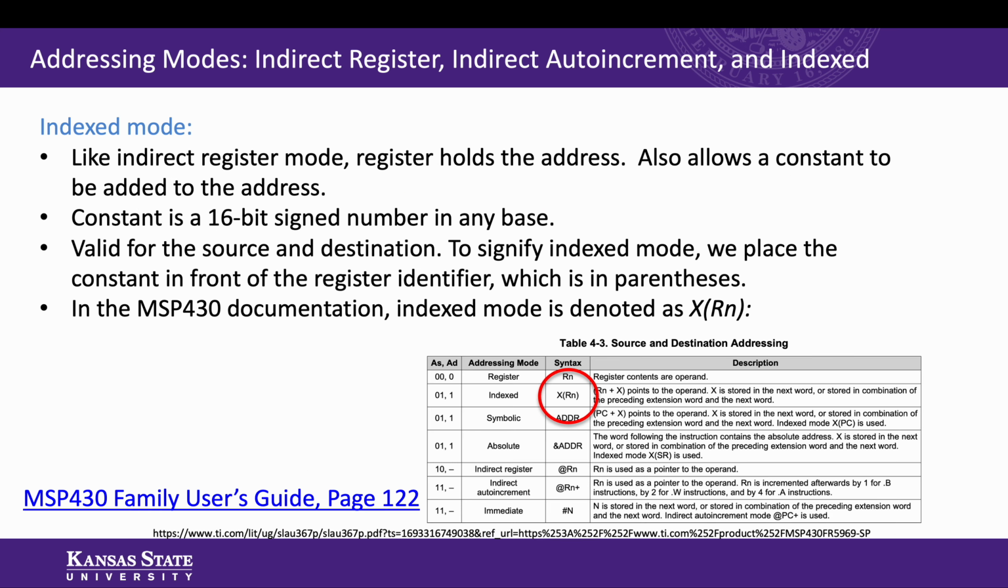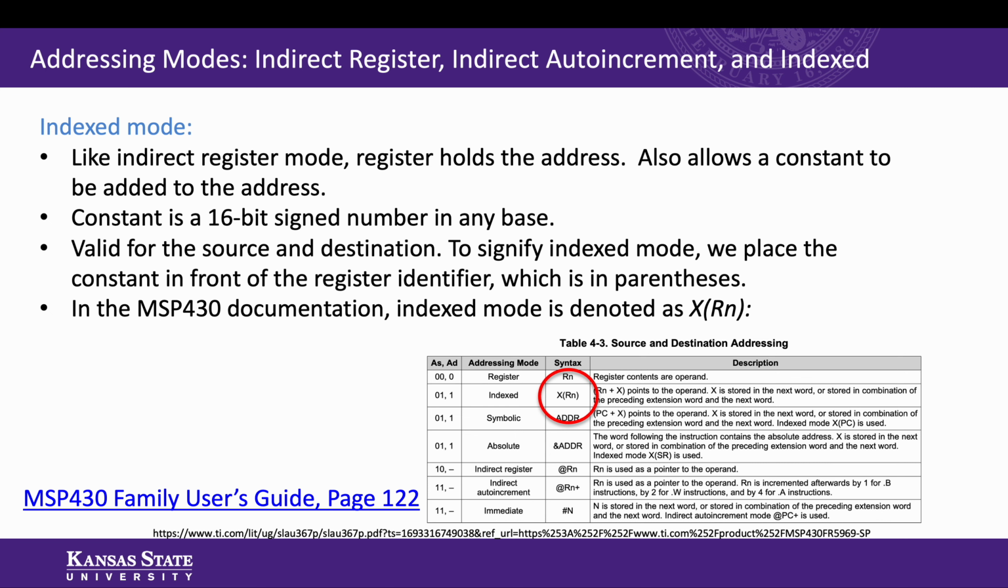All right, and then our final addressing mode here is indexed mode. It's like the previous two. The register holds something that's going to be interpreted as an address. This one is again extending functionality. It's going to allow a constant to be added to that address. We'll talk about why in a second.